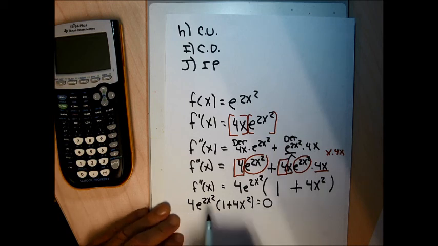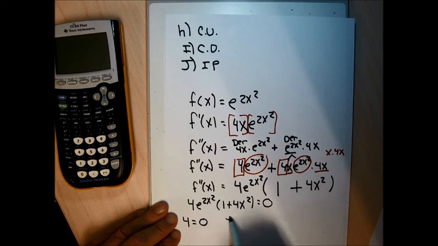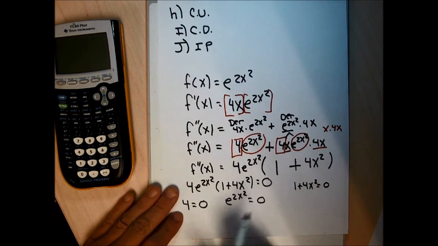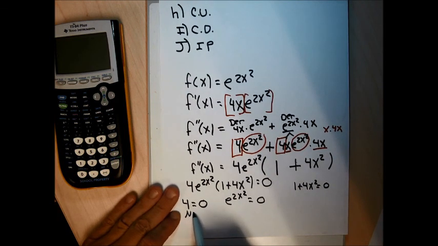And now it's factored. I can set every factor equal to 0. I could set 4 equal to 0, I can set e to the 2x squared equal to 0, and I can set 1 plus 4x squared equal to 0. When I set the 4 equal to 0, it doesn't have an x, so it doesn't give a solution, doesn't give a critical number.